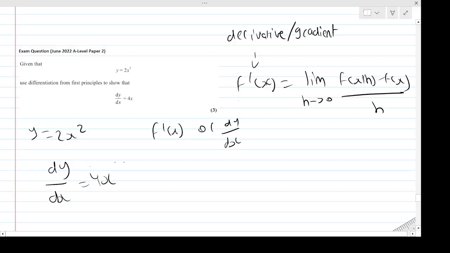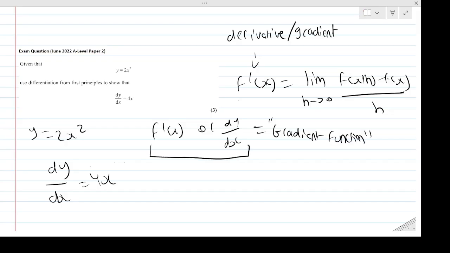They're the same thing, but written in different ways. But they both mean gradients. They're both gradient functions. So we will be seeing this notation, but they mean the same thing. You can either use f dash of x if you have functions, or dy dx. It's completely up to you. But they both just mean the gradient. So effectively we need to show that the gradient of 2x squared is 4x.